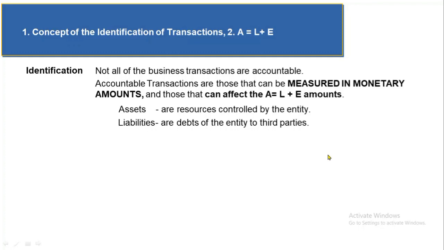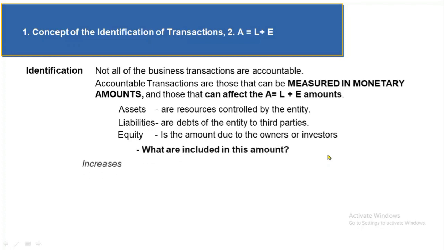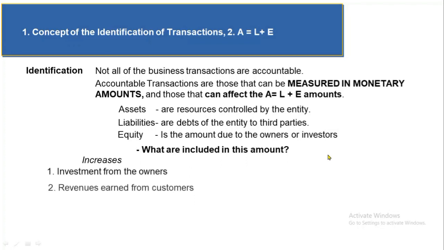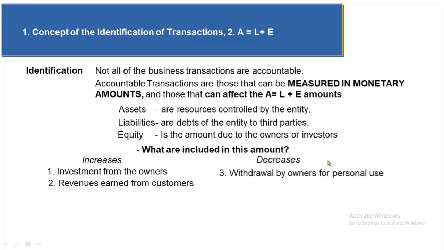And if liabilities are owed to third parties, the equity is the amount owed by the entity to its parents or owners. The equity is composed of, let's start with the increases. It will increase if there are investments from owners. It will also increase if there are revenues earned from customers. How about decreases? It will decrease if there are withdrawals by the owners for personal use and expenses for doing business.